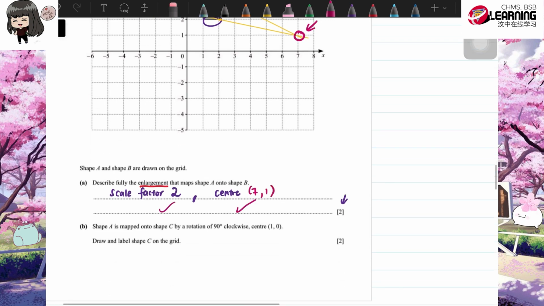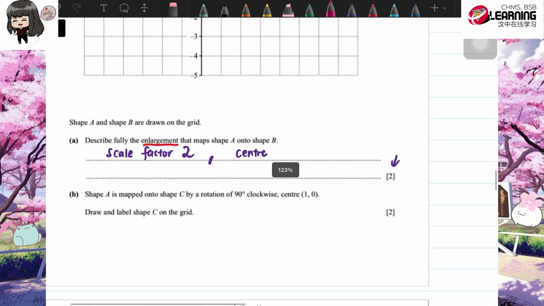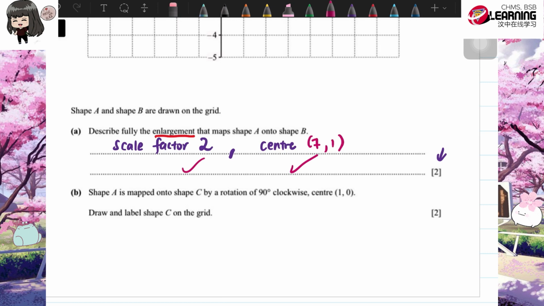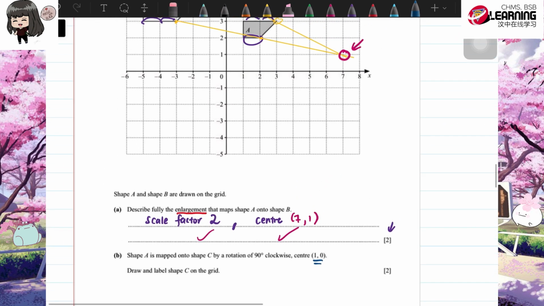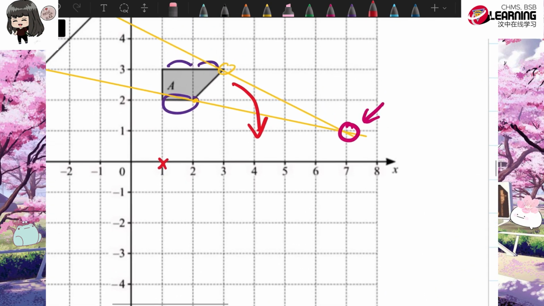So tick your answer if correct. If not, then do correction. And then part B, shape A is mapped onto shape C by a rotation 90 degrees clockwise, center (1, 0). Let's find out what the center is first. The center is here, (1, 0). And this is your shape A. You want to rotate this clockwise through this point, so it will go somewhere here. We rotate one by one, 90 degrees.